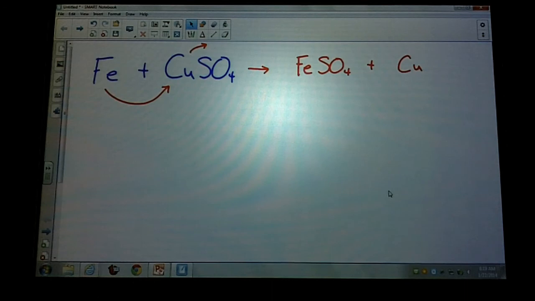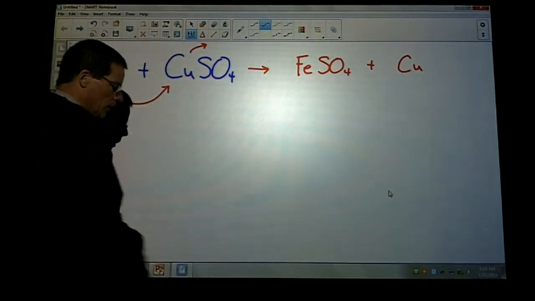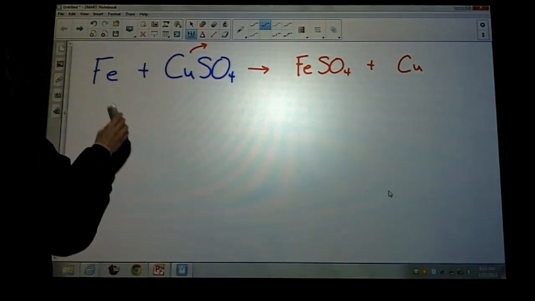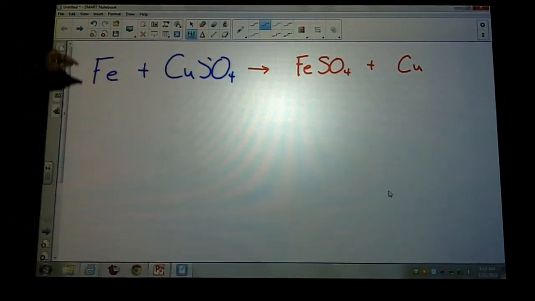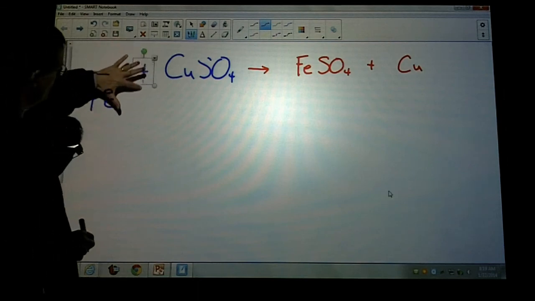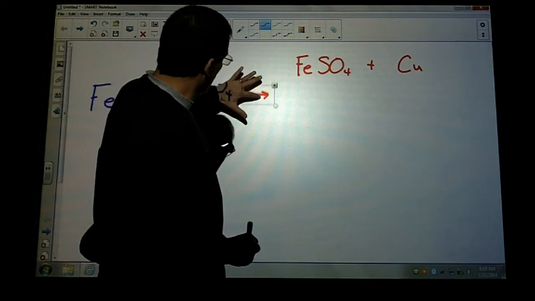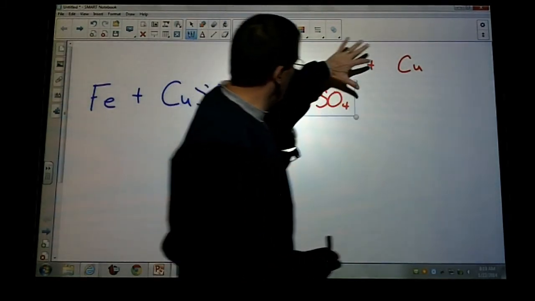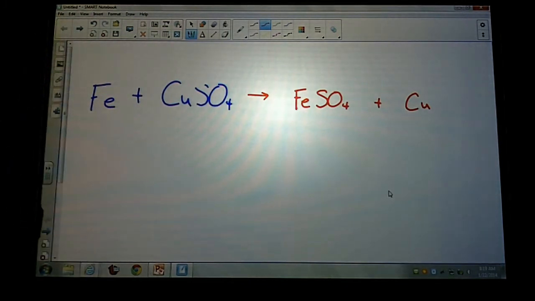So, that's our reaction. So let's talk about the half reactions that are involved here. And when we look at this reaction, let me erase those arrows there. Okay. Let me ask you this. What is the charge on the iron all by itself? Right here, this iron.